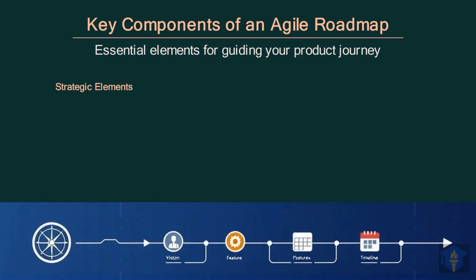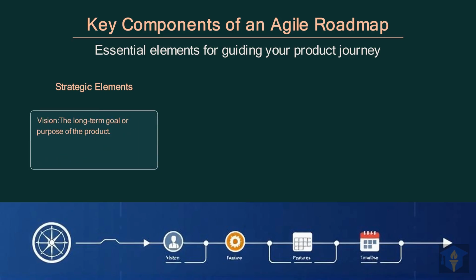First, we have the strategic elements, which lay the foundational groundwork for your product's direction. Vision defines the long-term goal or purpose of your product, setting its ultimate destination clearly. Goals are the specific, measurable objectives you aim to achieve for your product over a defined period.